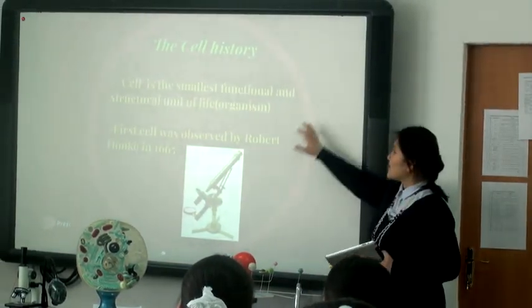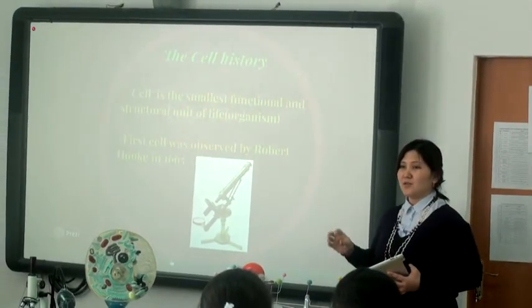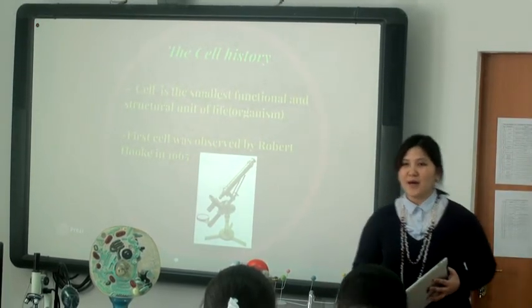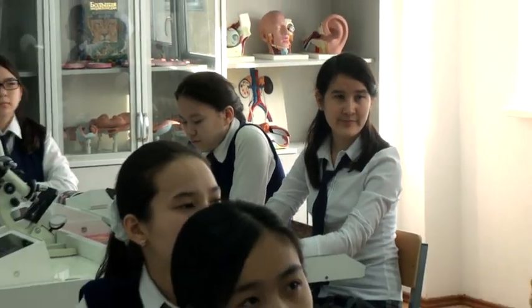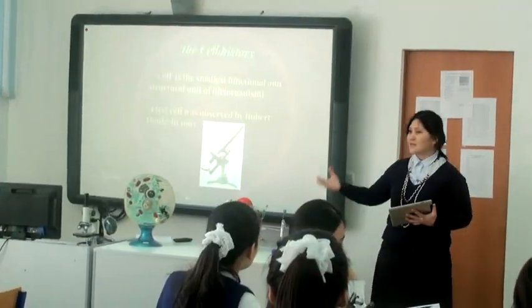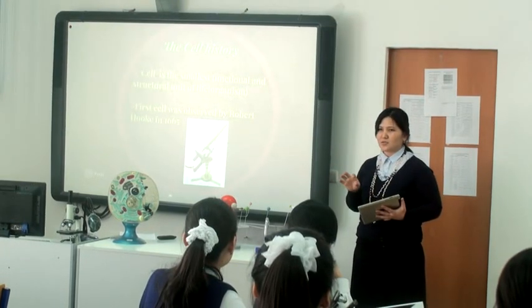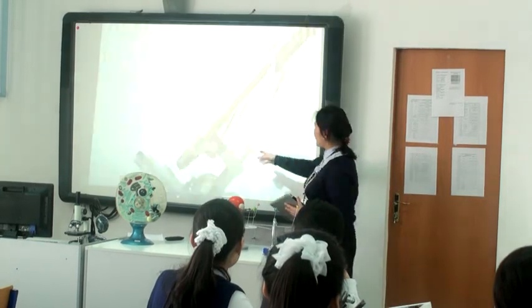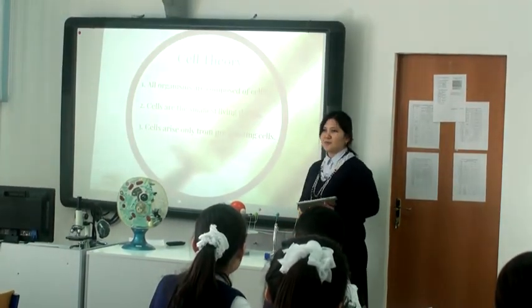Cell is the smallest functional and structural unit of all life. Life consists of organisms, right? Living things. So they are made up of cells. Then this cell was first observed by Robert Hooke in 1665. Yeah, by using the microscope, he discovered the cell, saw small boxes and termed them cells. And from this picture you can see one of the first microscopes.